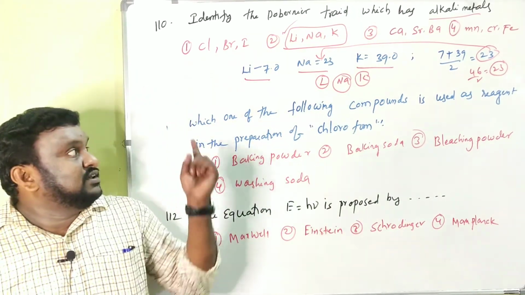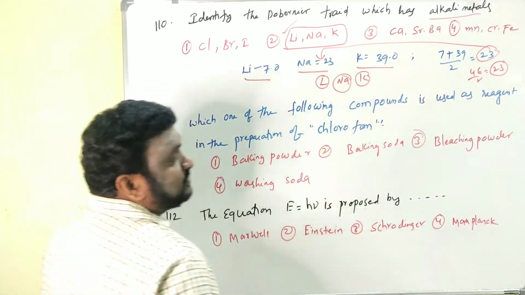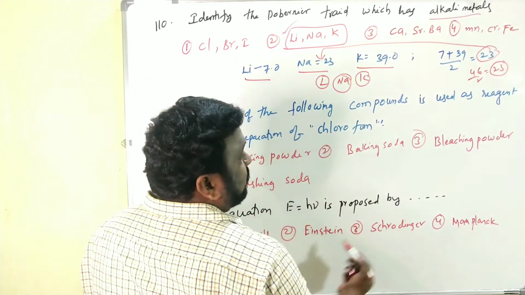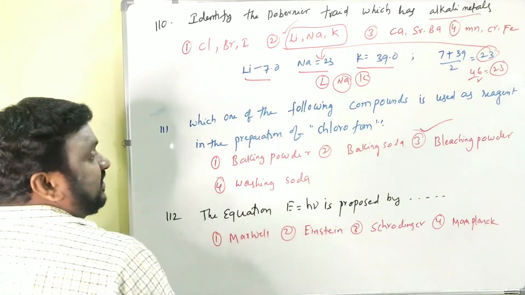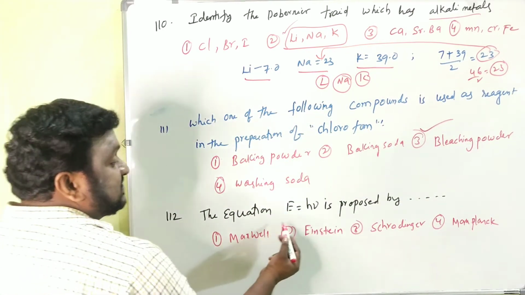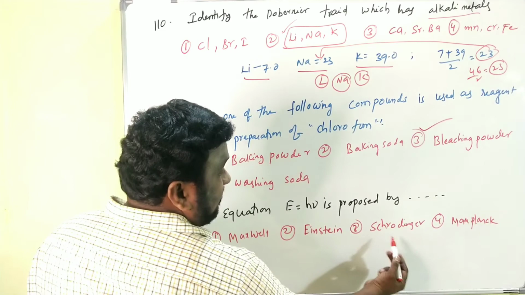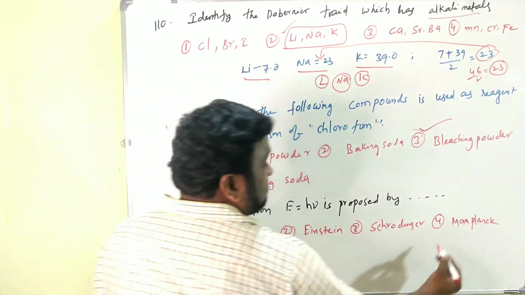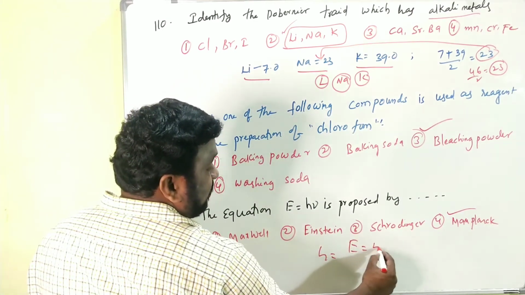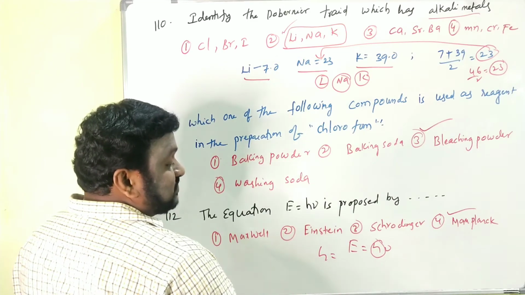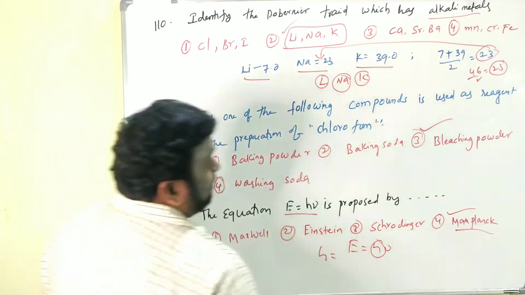Next, which of the following compounds is used as the reagent in the preparation of chloroform? Options given: baking powder, baking soda, bleaching powder and washing soda. So bleaching powder is the right answer. And next, the equation E equals h nu is proposed by. Options are Maxwell, Einstein, Schrödinger and Max Planck. The answer is Max Planck, because h is what we call Planck's constant. You have to remember simply that the equation E equals h nu is proposed by Max Planck.